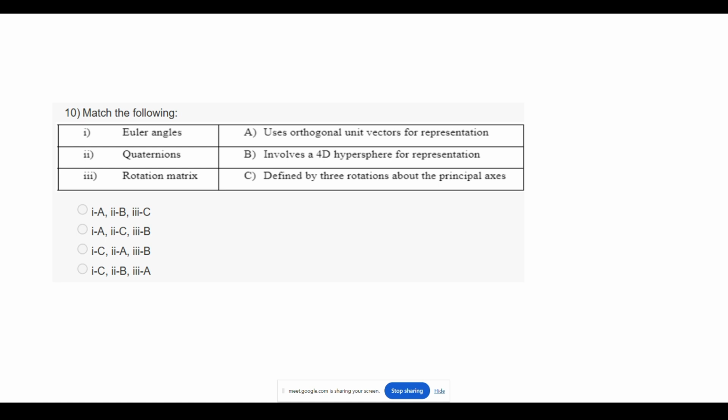Match the following. So essentially, Euler angles are defined by three rotations about the principal axis. Quaternions involve a 4D hyperspace for representation. Rotation matrix uses orthogonal unit vectors for representation. The answer is D, not C. There was a mistake here.